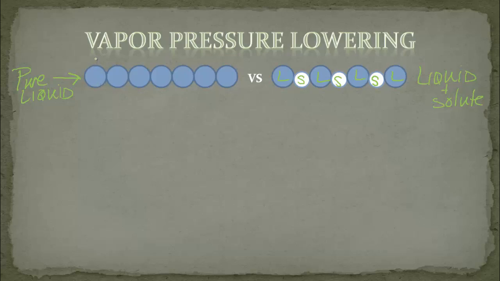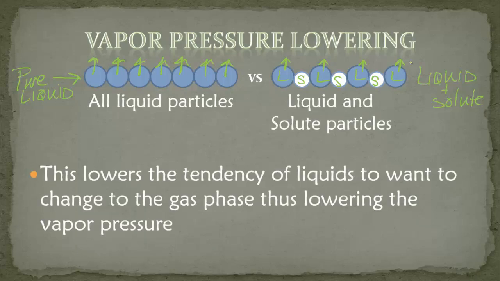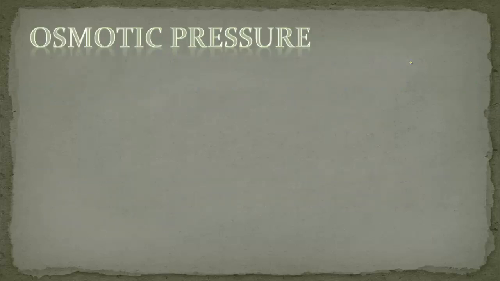So in a pure liquid, any of these could be changed into a gas. So you can see we have almost twice as much. Over here, only your liquid is going to change into the gas. So it's separating these liquid molecules, making less at the surface, so it's going to lower the vapor pressure because you have less going in. So the tendency of liquids to want to change to the gas phase is lowered, so we lower the vapor pressure.